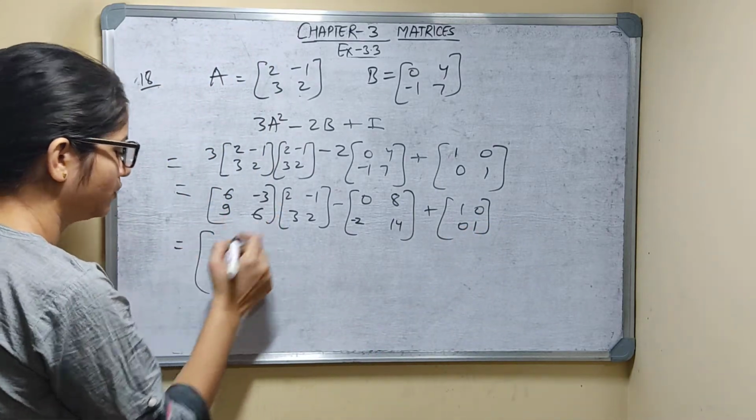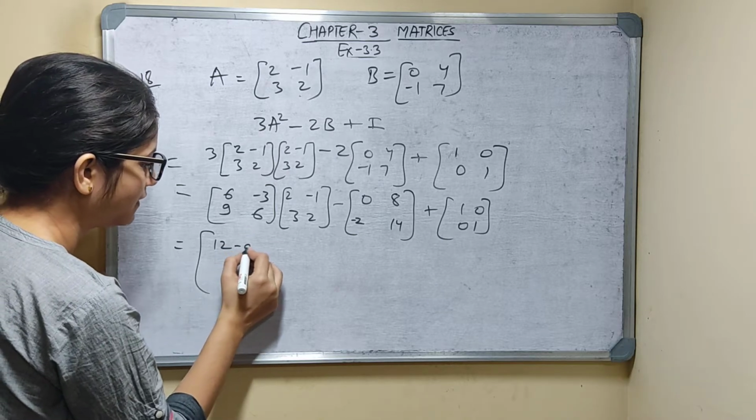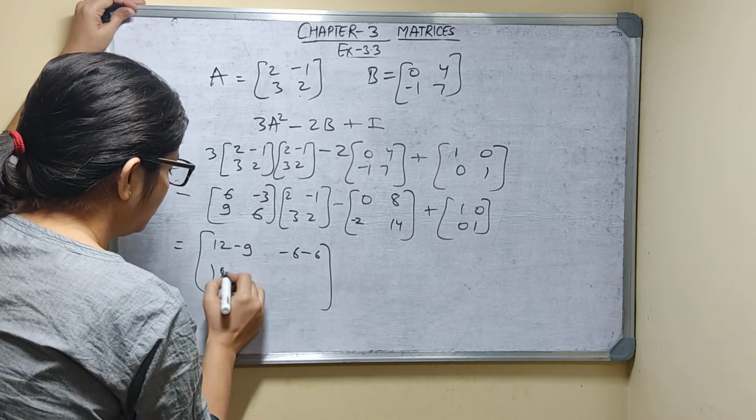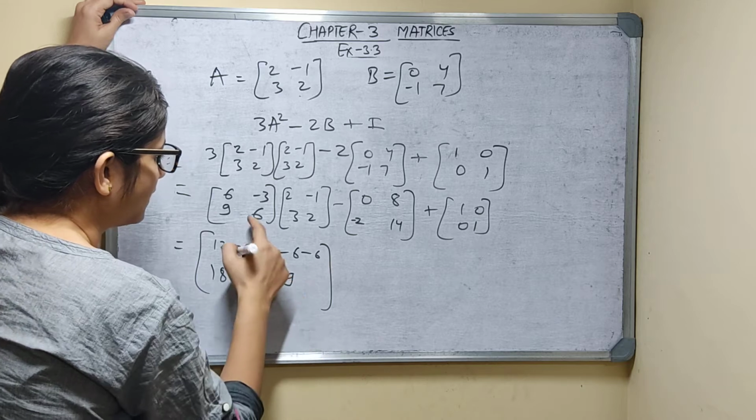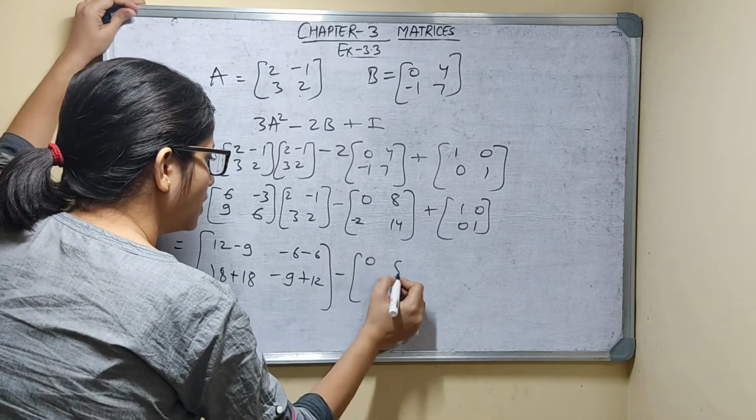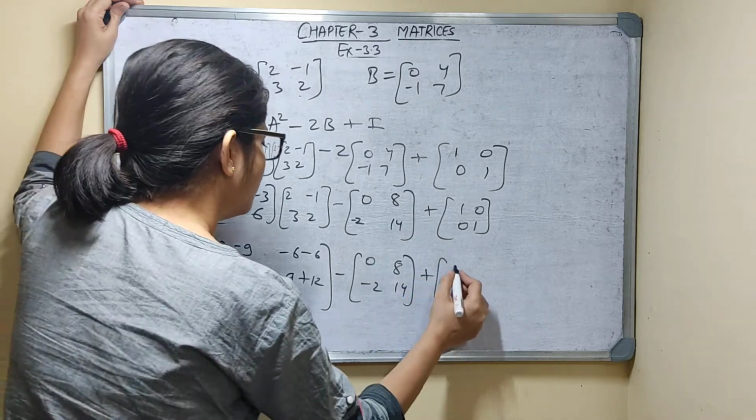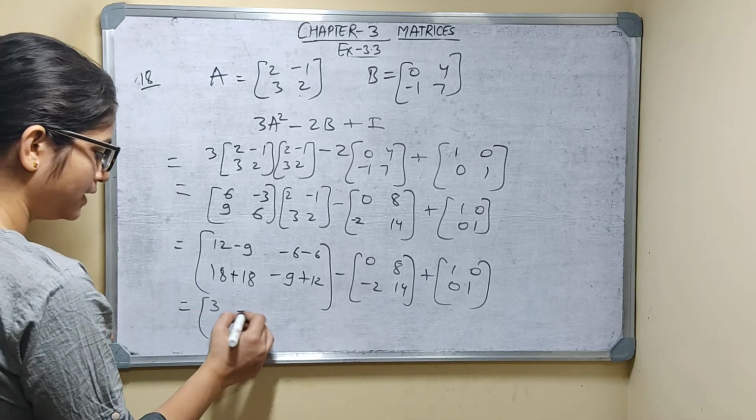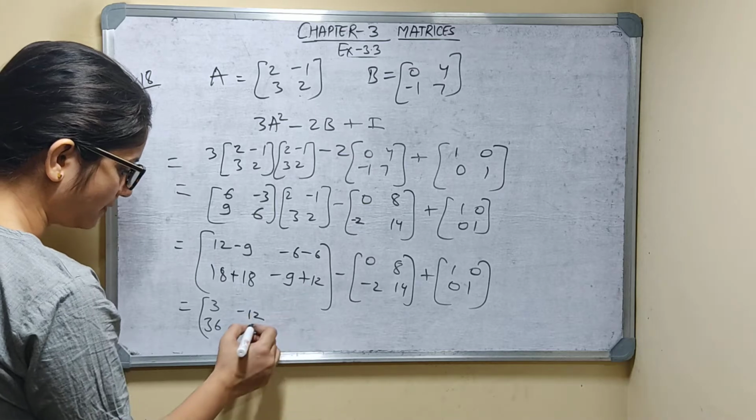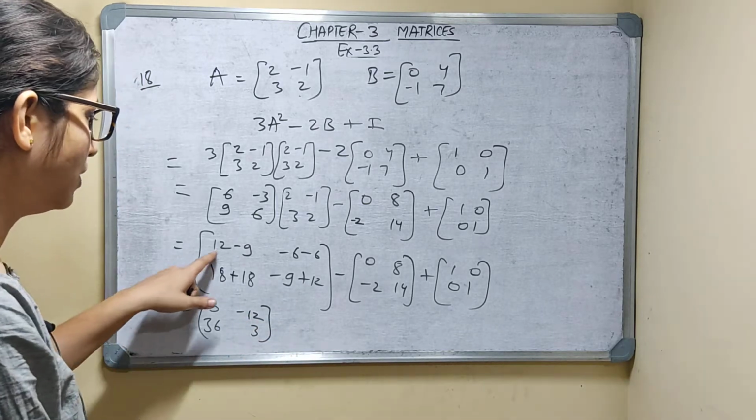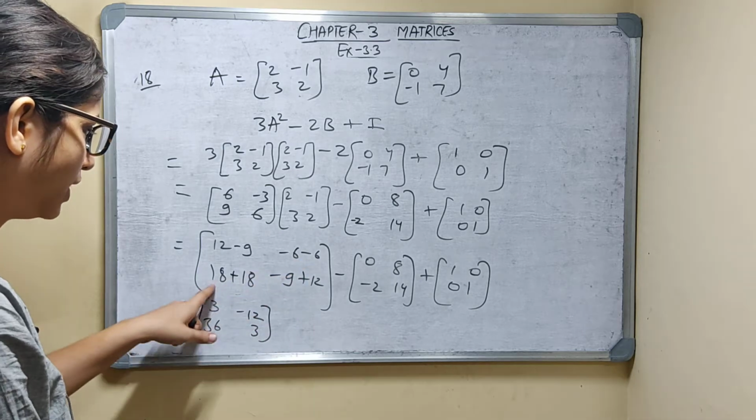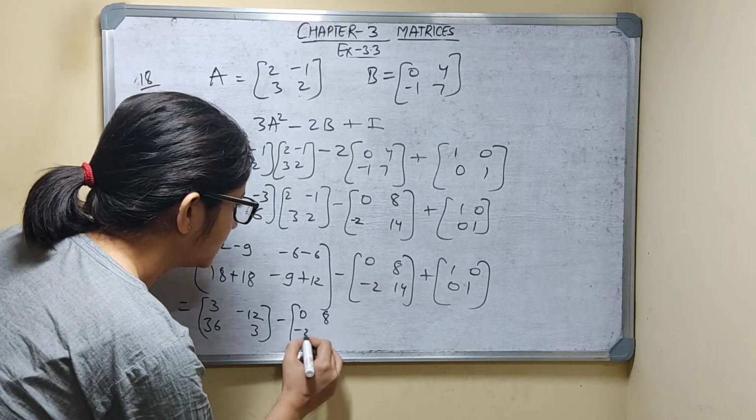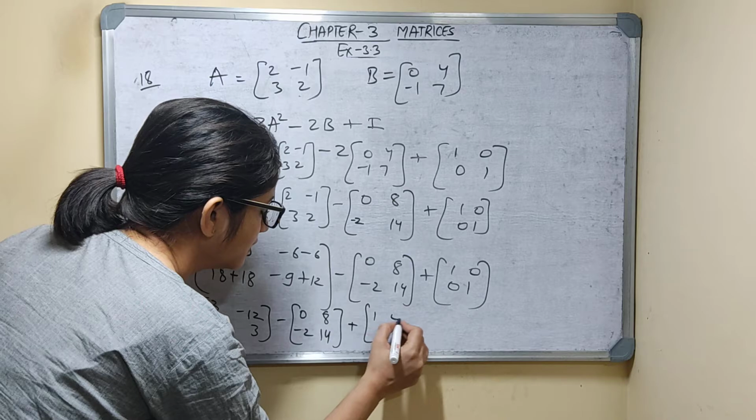Now 6 times 2 is 12, minus 3 into minus, plus 3 minus 9, 6 into minus 1 minus 6, minus 3 into 2 minus 6, 9 into 2 is 18 plus 6 into 3 is 18, 9 into minus 1 minus 9 plus 6 into 2 plus 12, minus the 2B matrix, plus the identity matrix. So 12 minus 9 is 3, 18 plus 18 is 36, minus 6 minus 6 is minus 12, 12 minus 9 is 3.